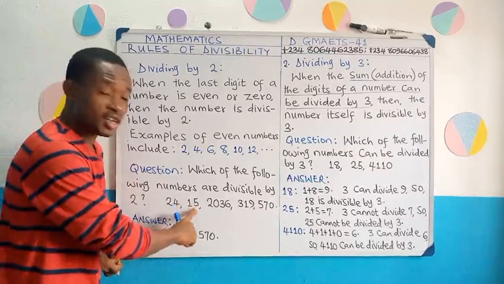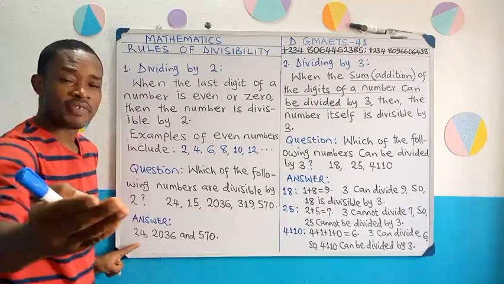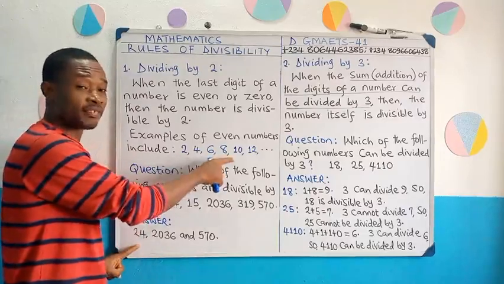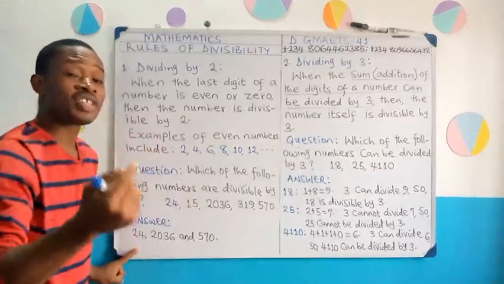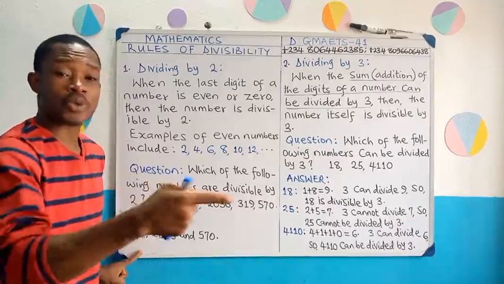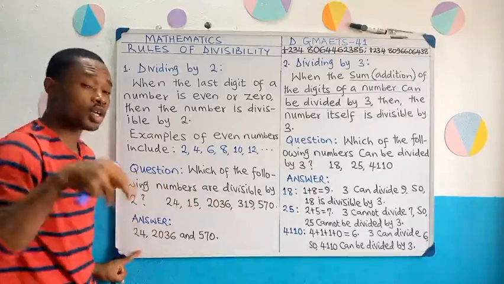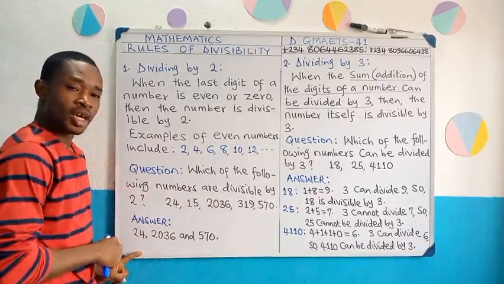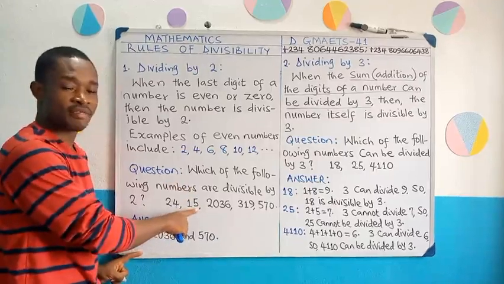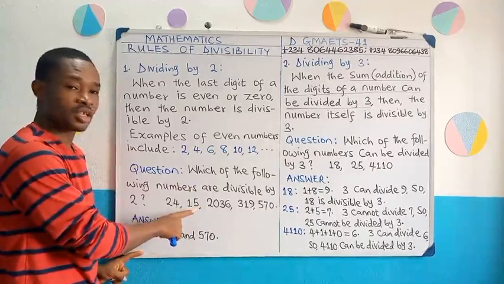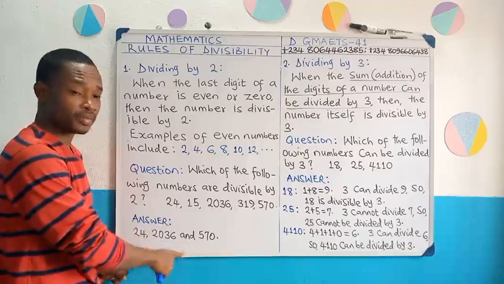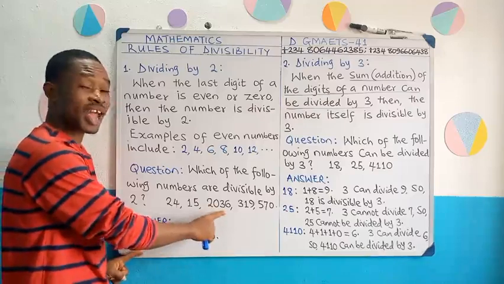15. The last digit of 15 is 5. Is 5 an even number? Oh no, it's not. 5 is not an even number. 5 is an odd number. It is also a prime number anyway, but let's take it as an odd number for now. So, because the last digit in 15 is not an even number, it means that 2 cannot divide 15. And that is why I don't have 15 here. Is that okay? Let's move on to the next one.